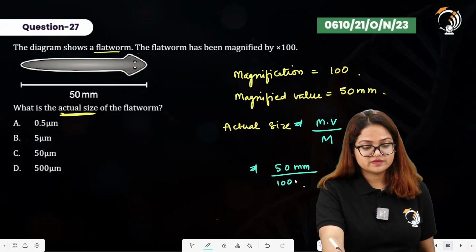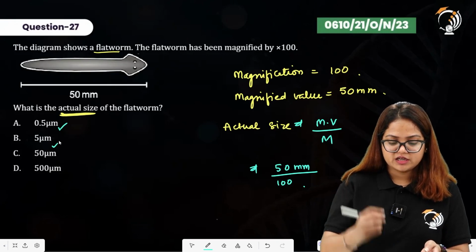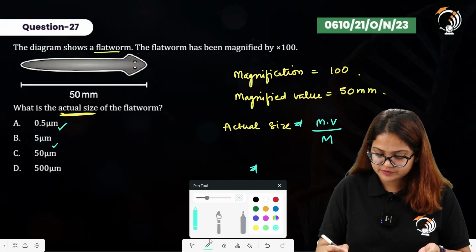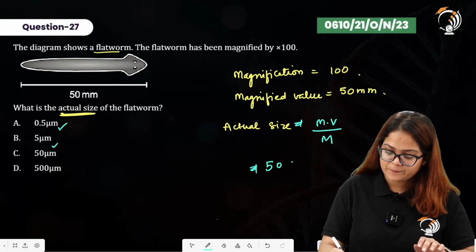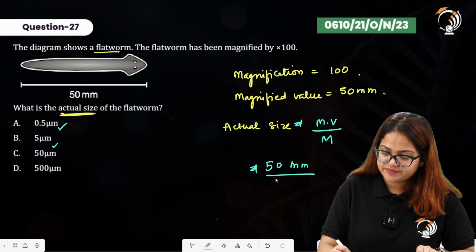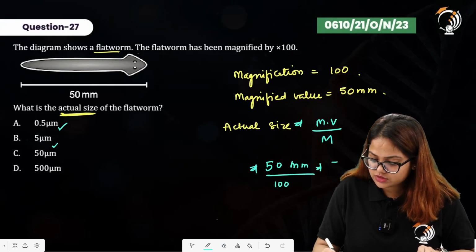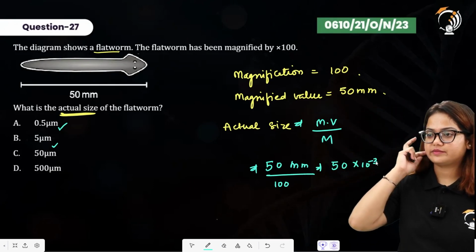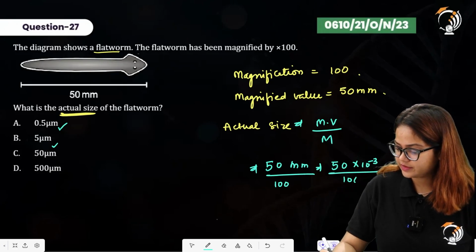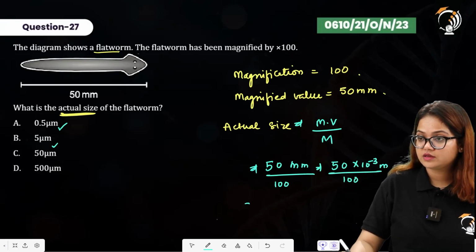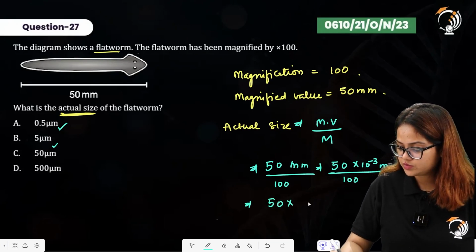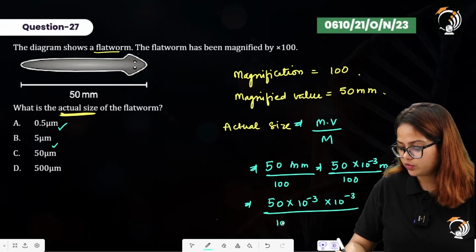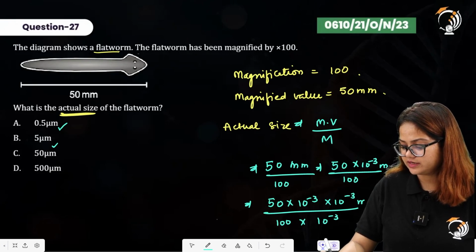Now as you can all observe that the units are in micrometer. Now we have to convert this particular unit in micrometer. Alright, 50 millimeter divided by 100. So this comes out to be 50 into 10 to power minus 3, divided by 100. This is in meter. 50 into, you are going to multiply the denominator and the numerator both by 10 to power minus 3. Alright.